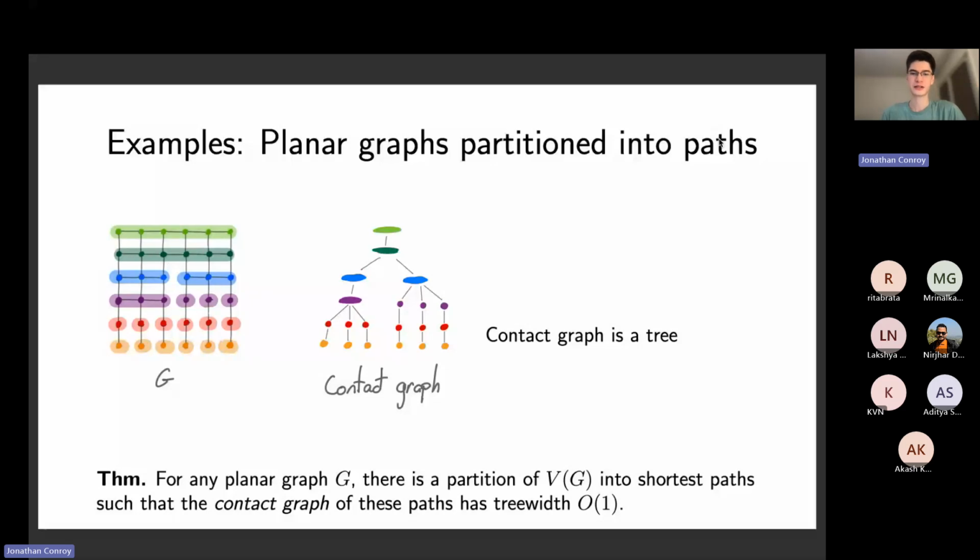Deleting edges won't increase the tree width, but it could change the structure of this contact graph, because maybe if you delete an edge on the shortest path, now you can't take a large chunk of your... But look at the two connected components of the shortest path, and now you have two vertices, and then you do whatever you did earlier.